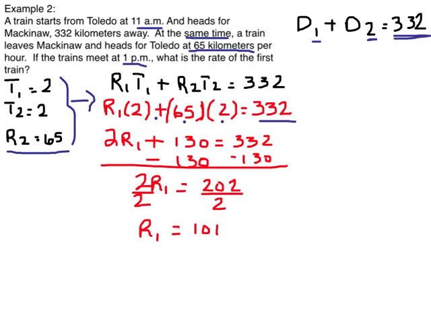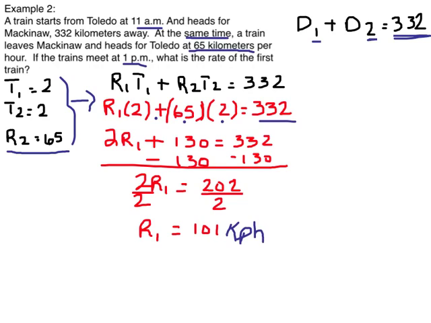332. When I do all my multiplication, I see that 2R1 plus 130 equals 332. I subtract 130 from both sides, and I find that 2R1 equals 202. Divide both sides by 2, and I find that the rate of the first train, which is what I'm looking for, is 101 kilometers per hour, or kph.